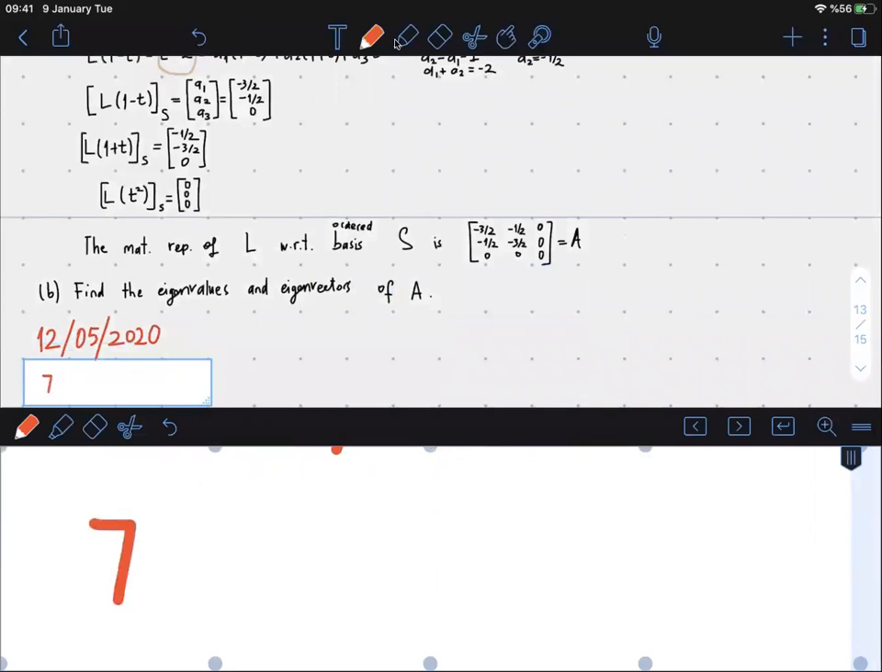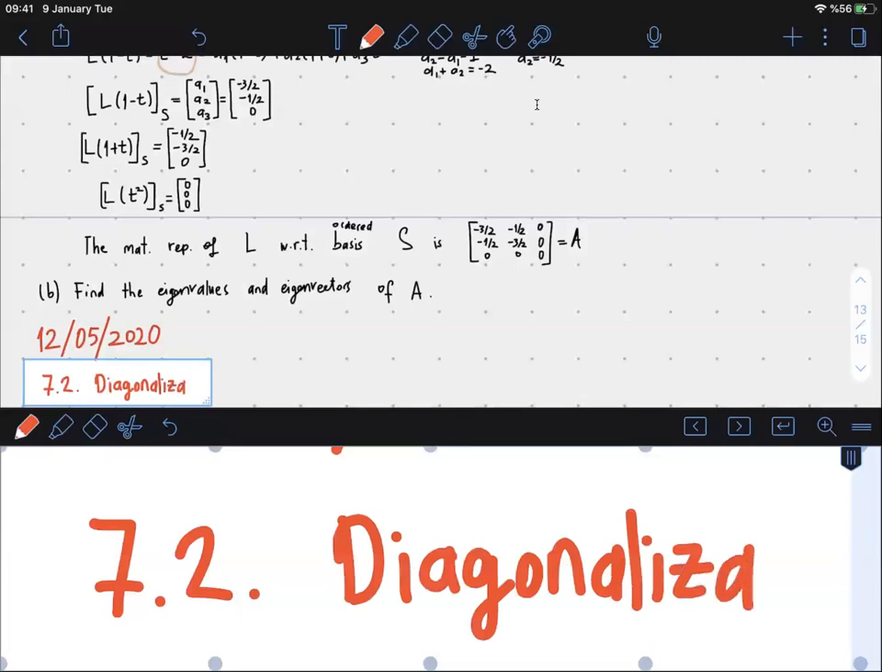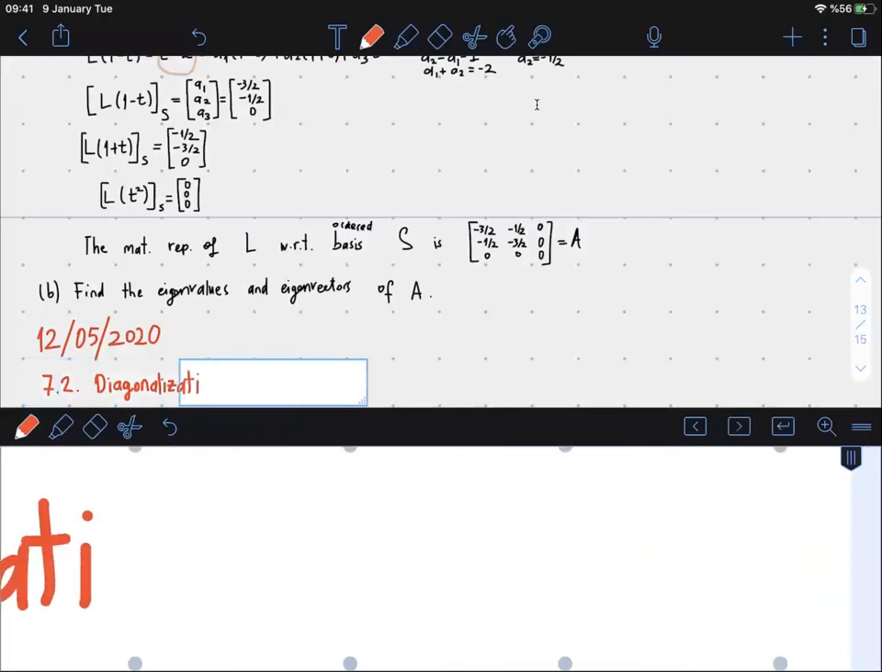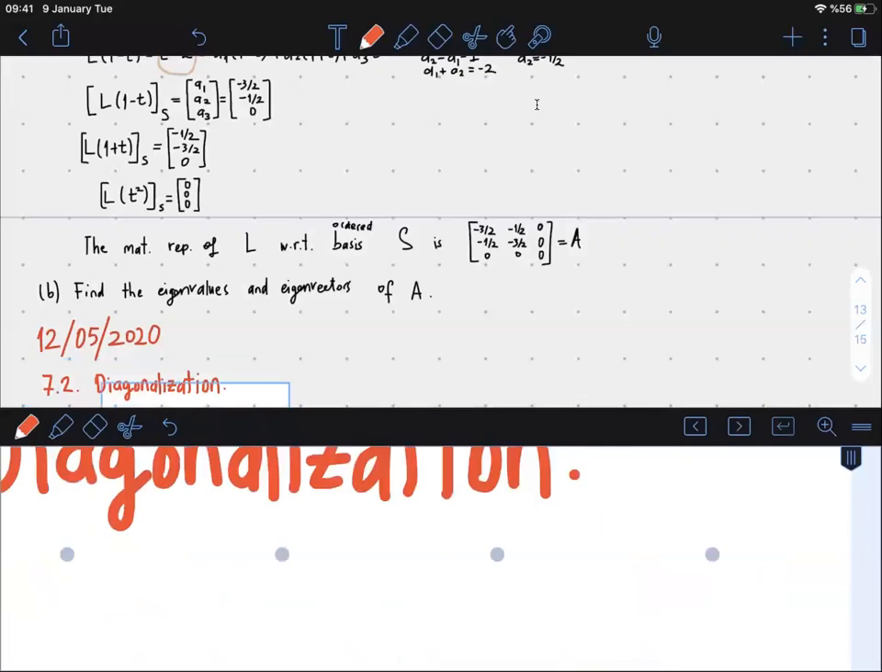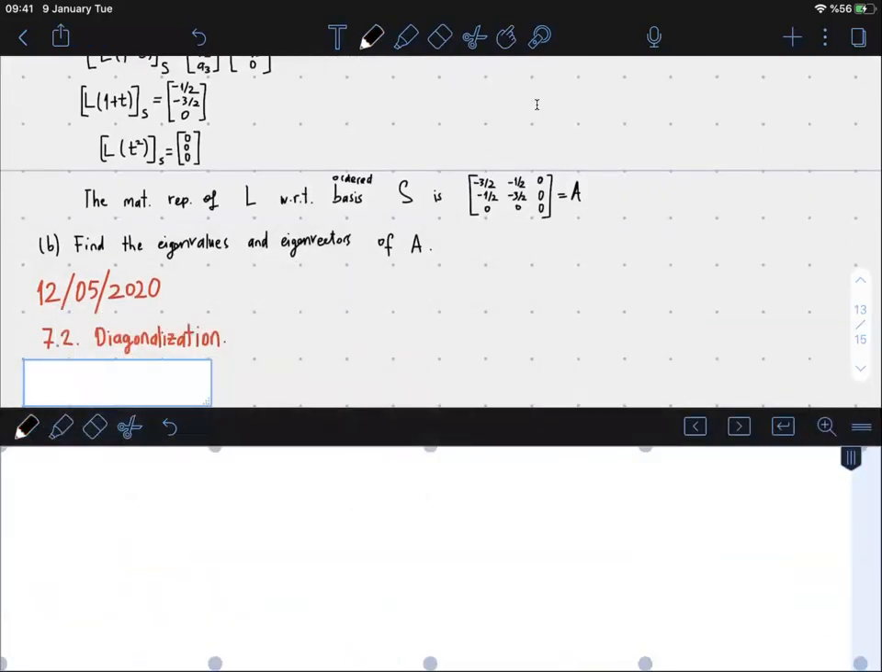Section 7.2, which is about diagonalization. Let me see the title. Diagonalization, yes. Okay, so what is diagonalization?